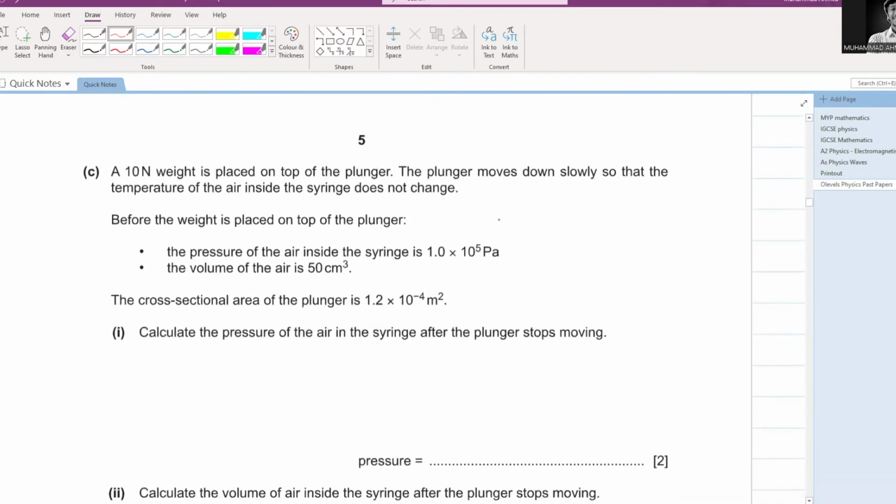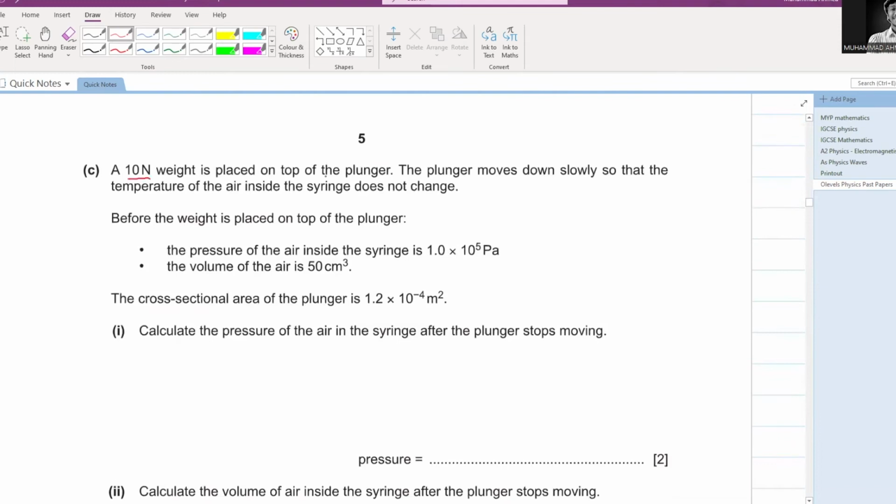A 10 Newton weight is placed on top of the plunger. The plunger moves down slowly so that the temperature of the air inside the syringe does not change. Have I told you that when temperature remains constant, which law will be applied? Boyle's law will be applied when temperature is constant.